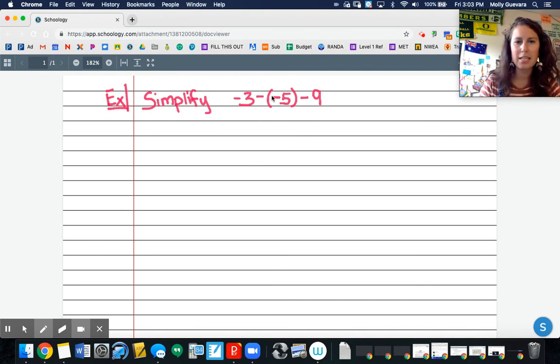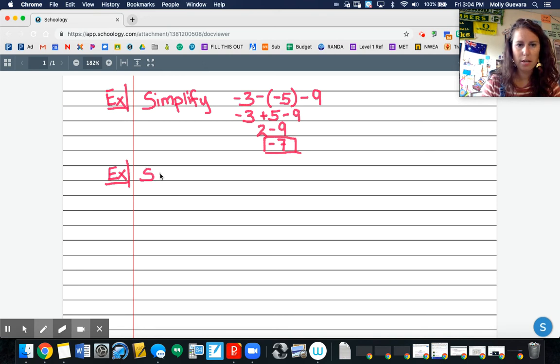The first thing that I see is this double negative right here. And so I'm going to go ahead and change that to positive. So negative 3 plus 5 minus 9. Okay, so I got rid of the double negatives. Now I'm just going to go from left to right. Negative 3 plus 5 is 2. And that gives me 2 minus 9. And then 2 minus 9 is negative 7. So there's my answer right there. Okay. Nice and easy.